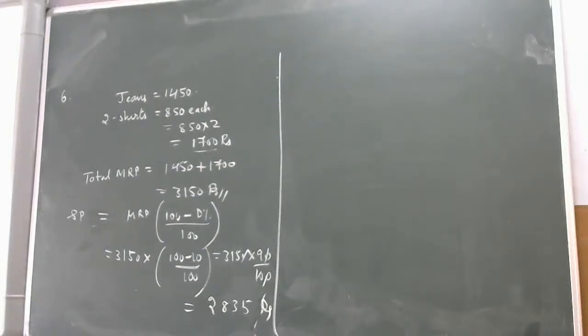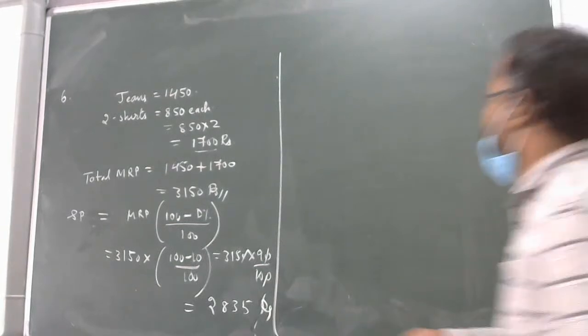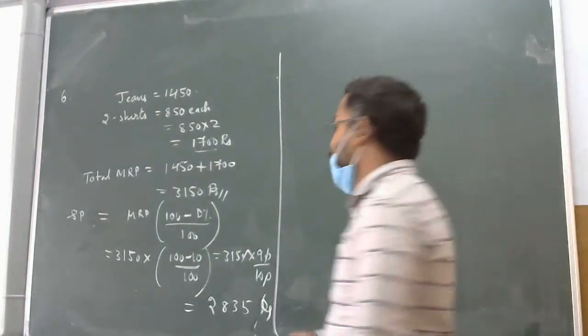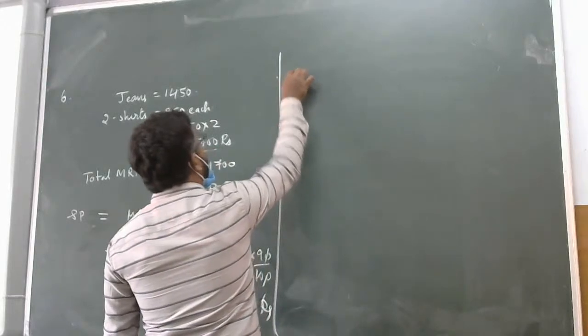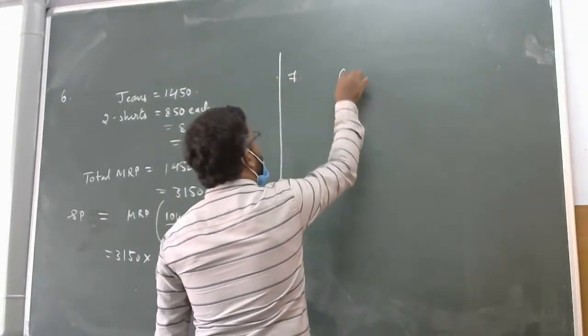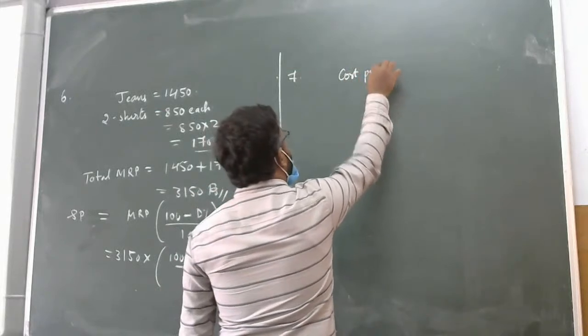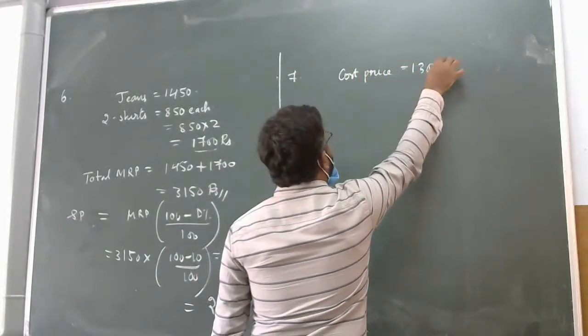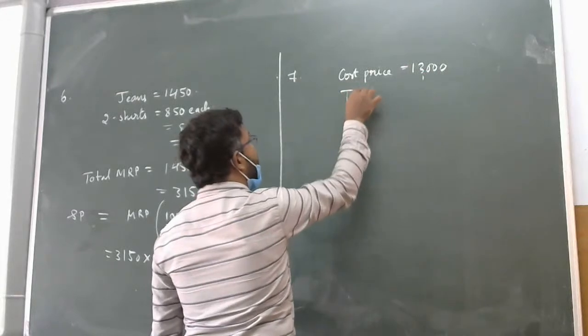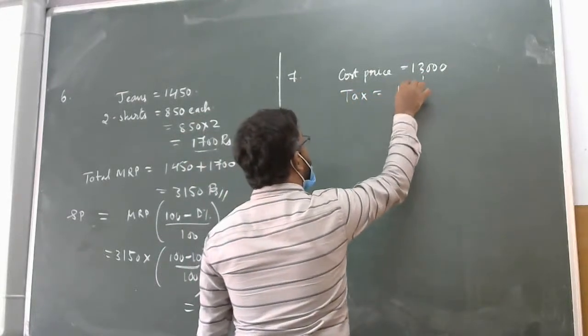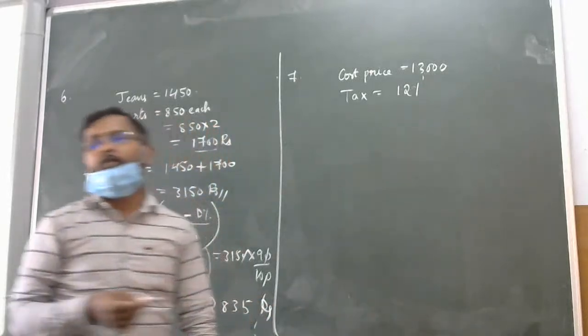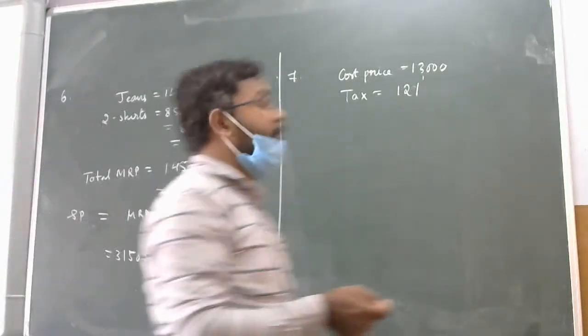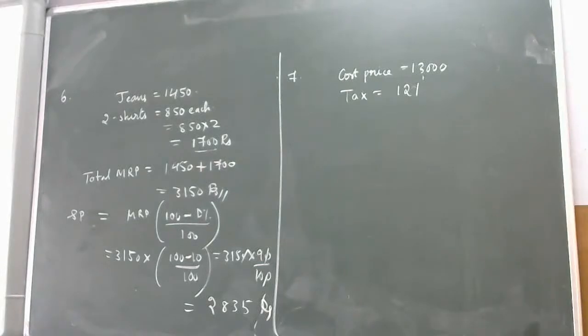Cost price plus tax. What is the cost price? The cost price is 13,000, and the tax is 12% of cost price. So what is the formula for this one? MRP into 100 plus tax percent divided by 100. Okay, so you can write that there.